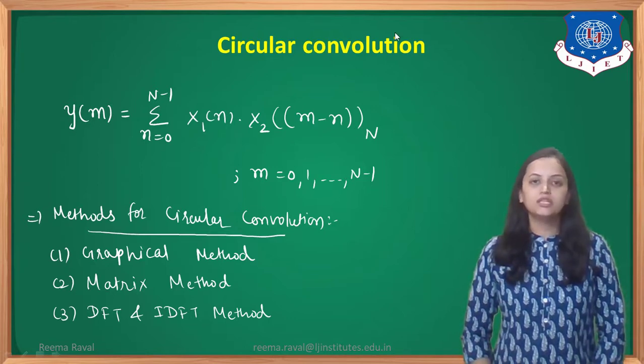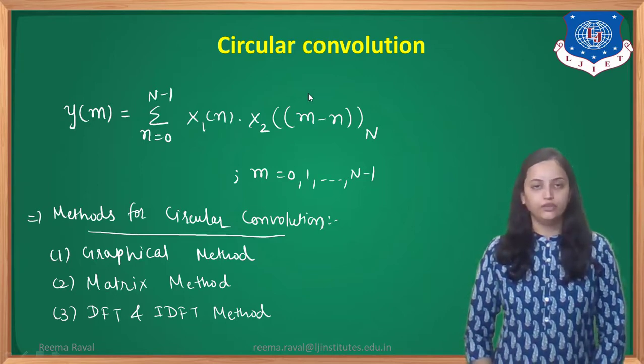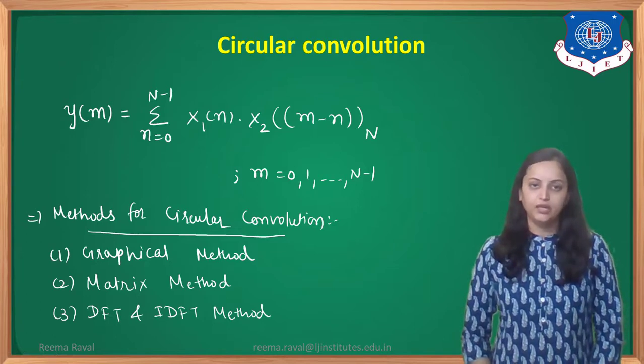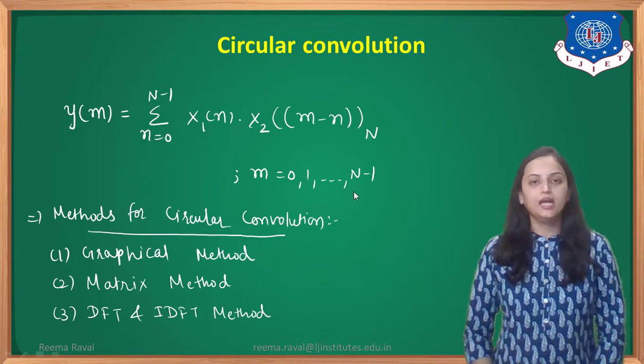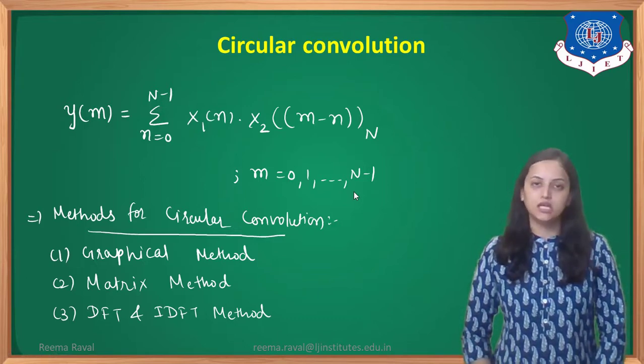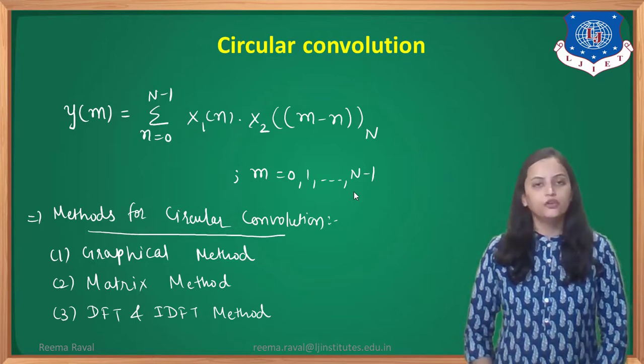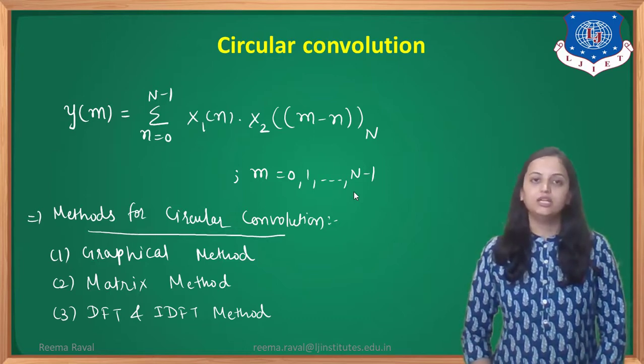We need to remember this formula to find the circular convolution for any of the methods. Here m will vary from 0 to N minus 1. Here capital N is the number of points in the DFT, or the number of points for the circular convolution. So if you are asked to find a 4-point DFT or 4-point circular convolution, we will take N equals 4.